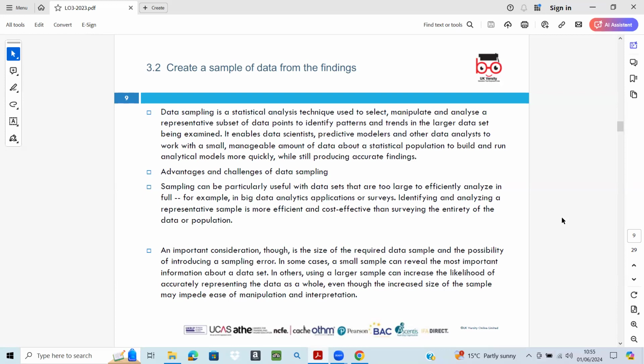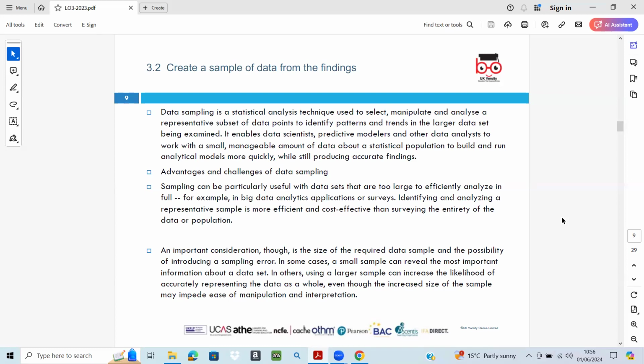So the next bit is practical consideration for data sampling. Sample size determination: we need to use statistical formulas to determine an appropriate sample size that balances accuracy with manageability, and the sample size largely depends on the population size, desired confidence level, and margin of error.